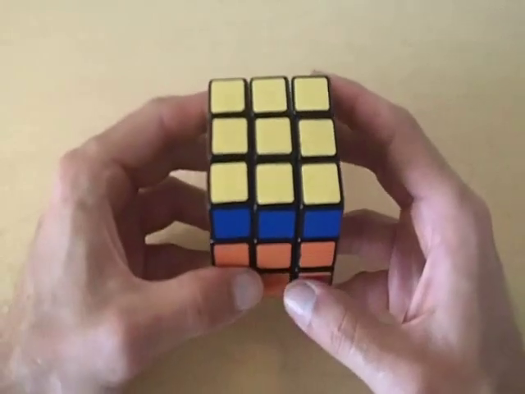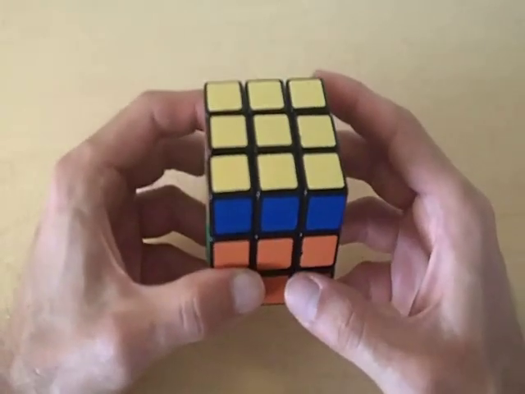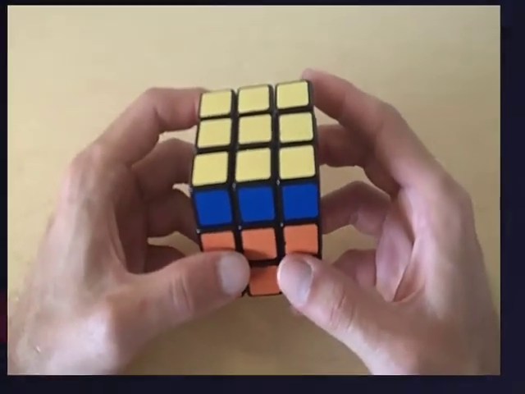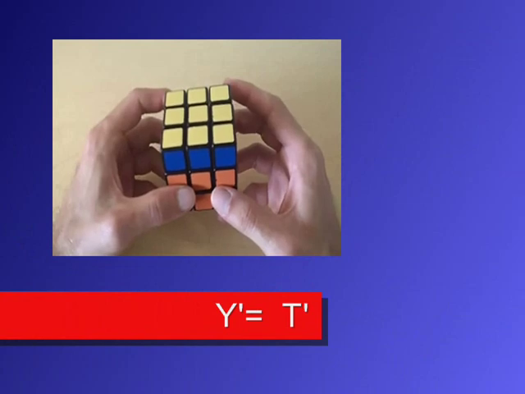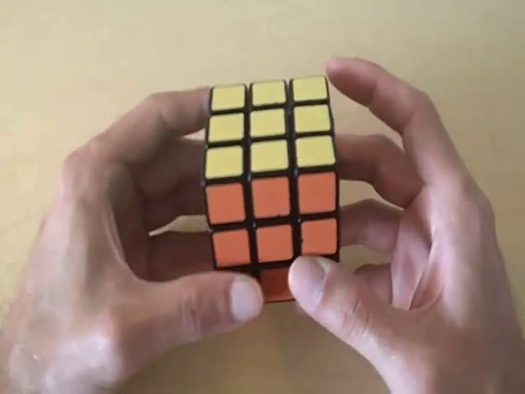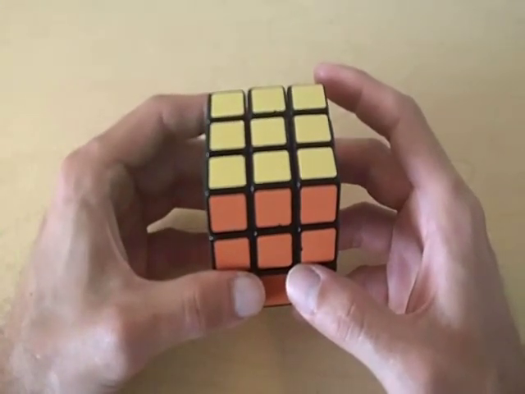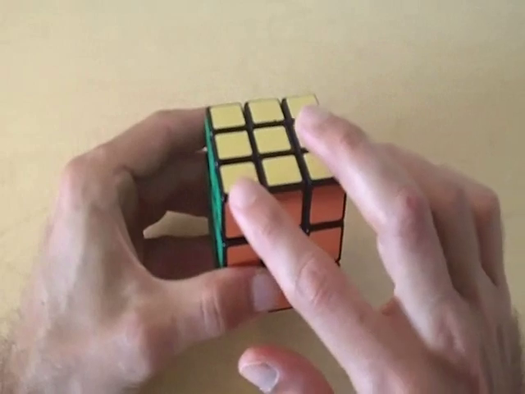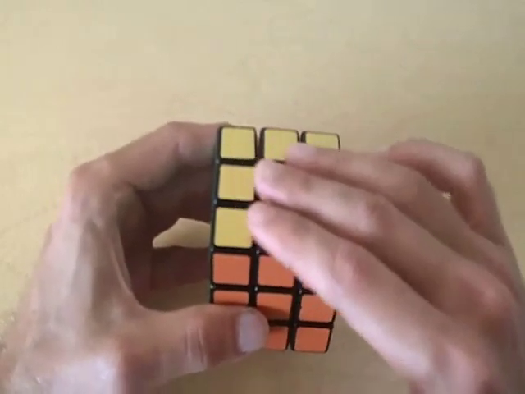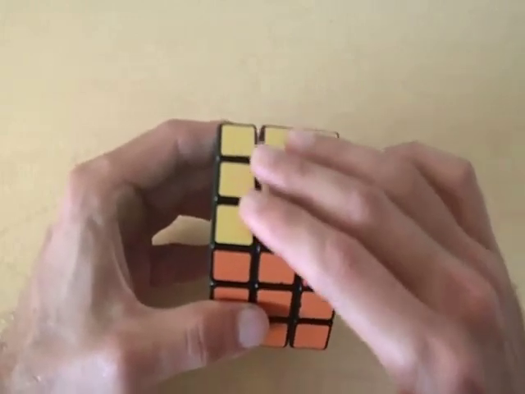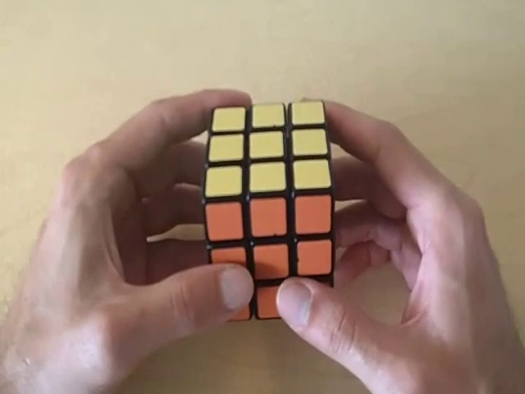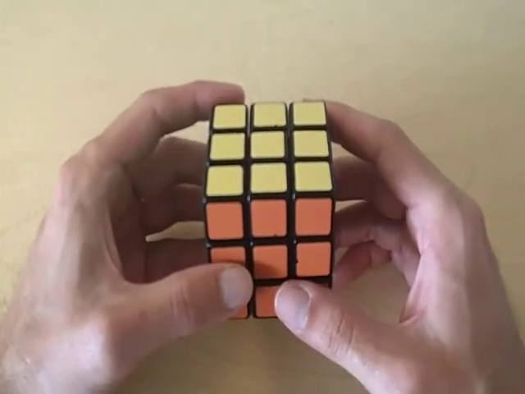And the next part of the formula is going to be my y prime. Y prime is just the opposite of y. So since y was the top clockwise, then my y prime is going to be the top counterclockwise. And now take a look that we have flipped these 2 pieces of the cube without affecting the rest of the cube.